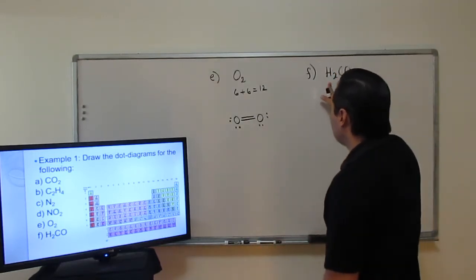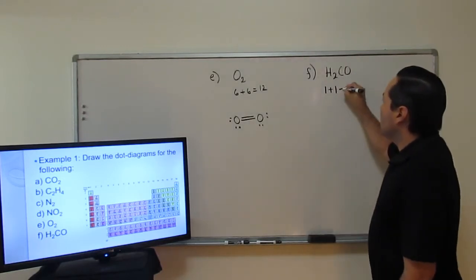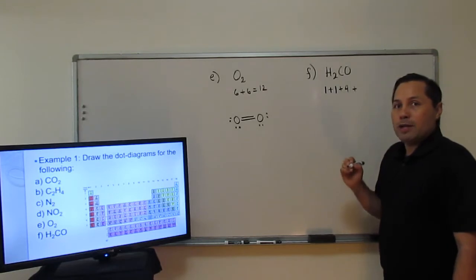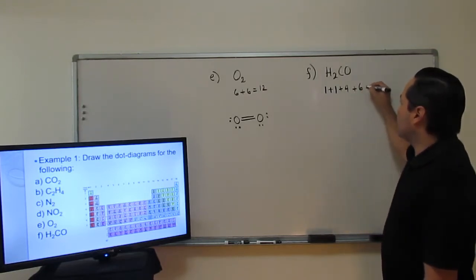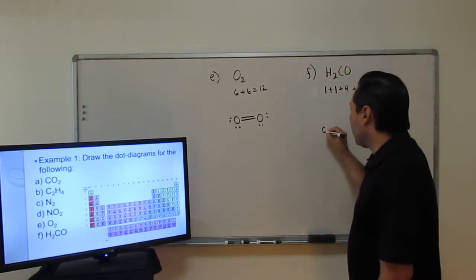Let's count the valence electrons. Hydrogen is in column number 1, so I'm going to put 1 plus 1 because there's 2 of them. Carbon is in column 14, so I'm going to put plus 4. Oxygen is in column 16, so I'm going to put 6. Grand total of 12 electrons. I'm going to put carbon as my central atom.